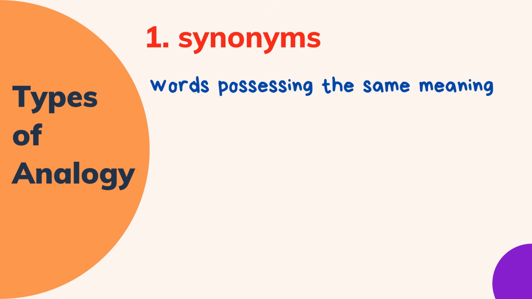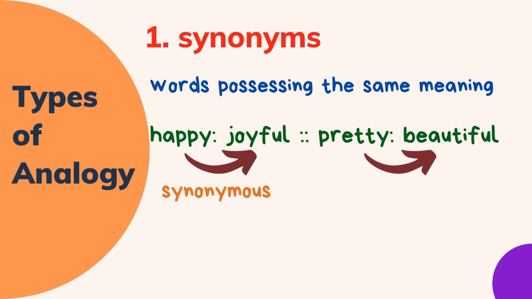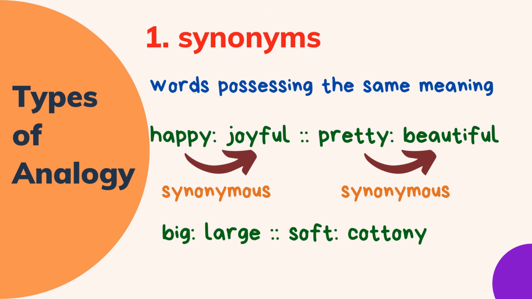There are various types of analogy. The first one is the synonym. Synonyms are words possessing the same meaning. Example analogy is happy is to joyful. Happy and joyful are synonymous. And the other set is pretty is to beautiful. Pretty and beautiful are also synonymous. So we have happy is to joyful as pretty is to beautiful.